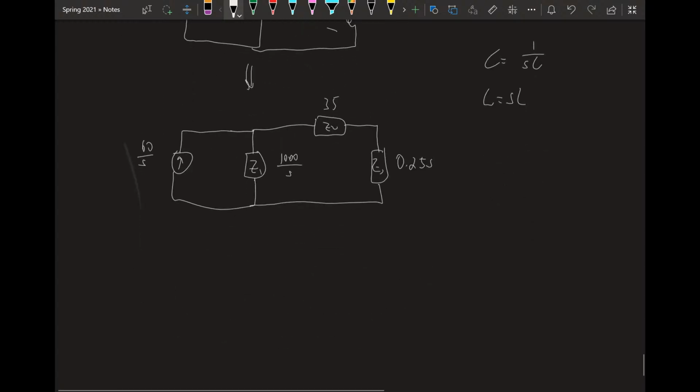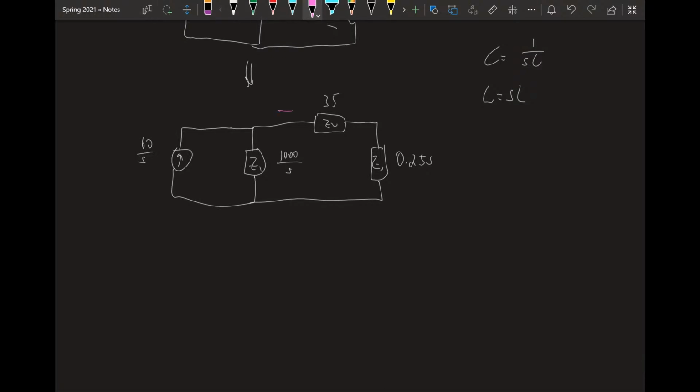So let's label this as I1, and this is our V out. V out equals I1 times the impedance of the inductor. I1 can be solved for using a current divider. So that's the input current.